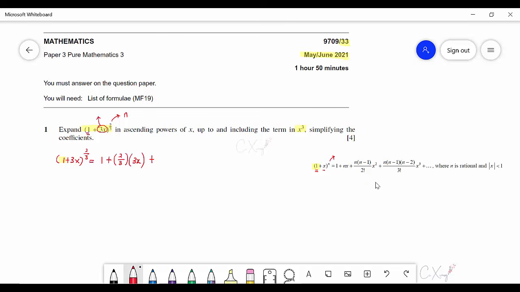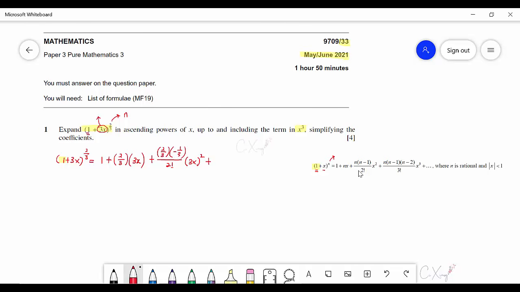And plus the next one. The next one will be n multiplied by n minus 1. Our n is 2 over 3, and n minus 1 gives negative 1 over 3. Divided by 2 factorial, x power 2. So x power 2 means you have 3x and you square the whole 3x.